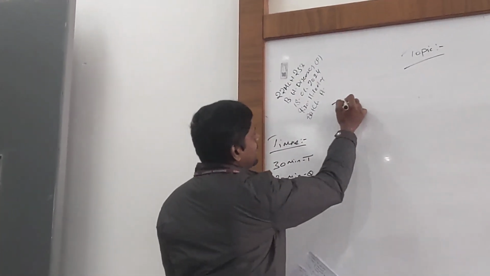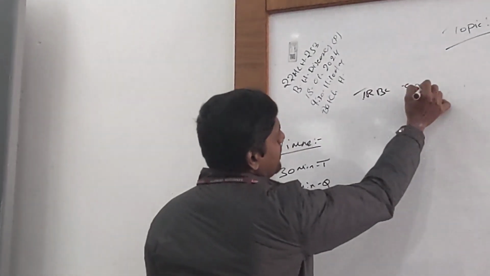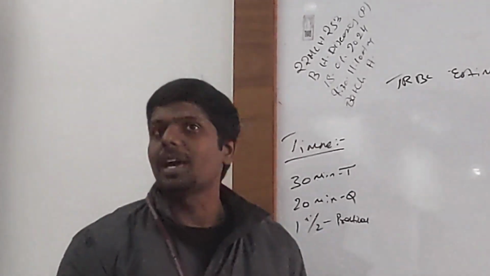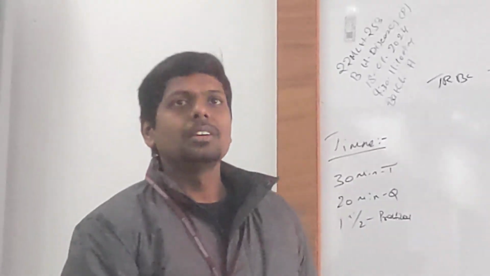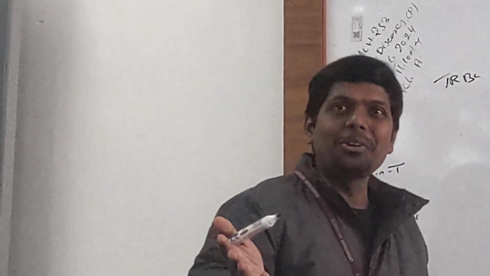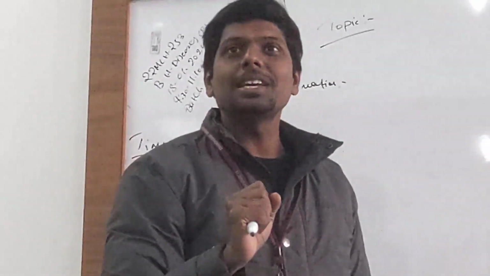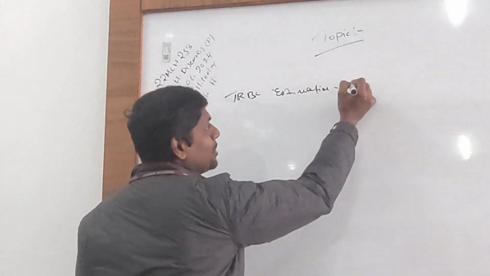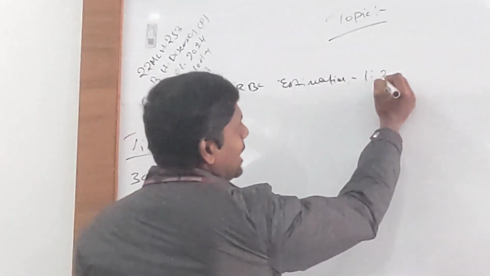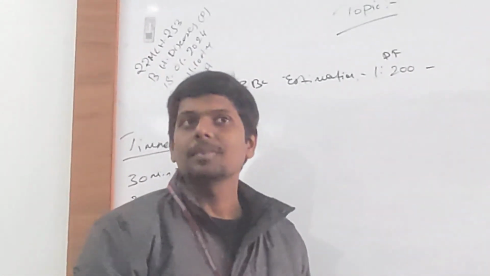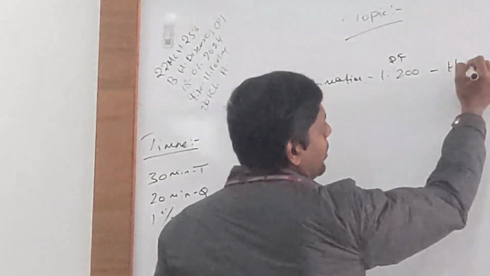TRBC estimation. For TRBC estimation, what is the dilution factor? Okay, dilution factor I said, not fluid. What is the dilution factor for TRBC? Yes, 1:200. Okay, that is the dilution factor. Then what is the dilution fluid name? Hayem's fluid. Very good.